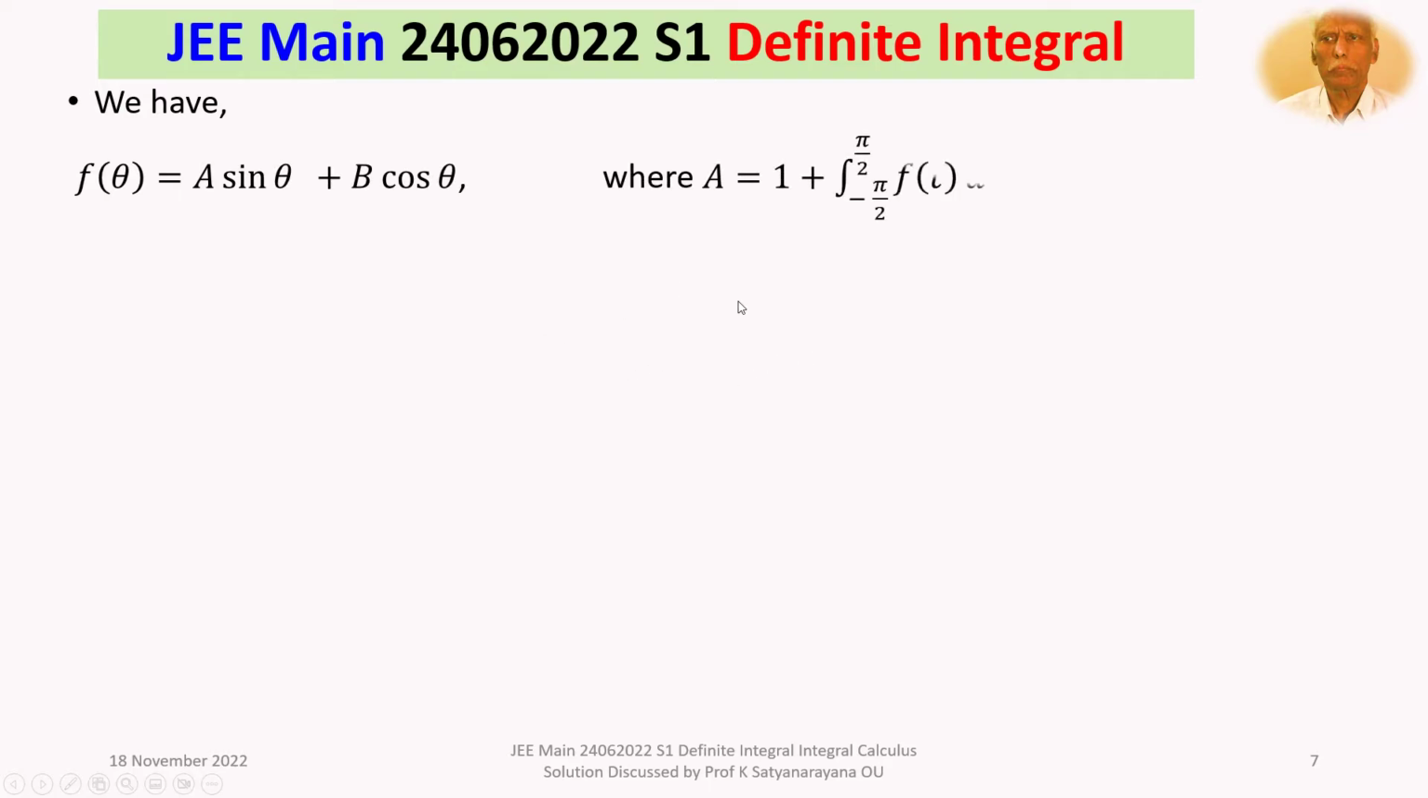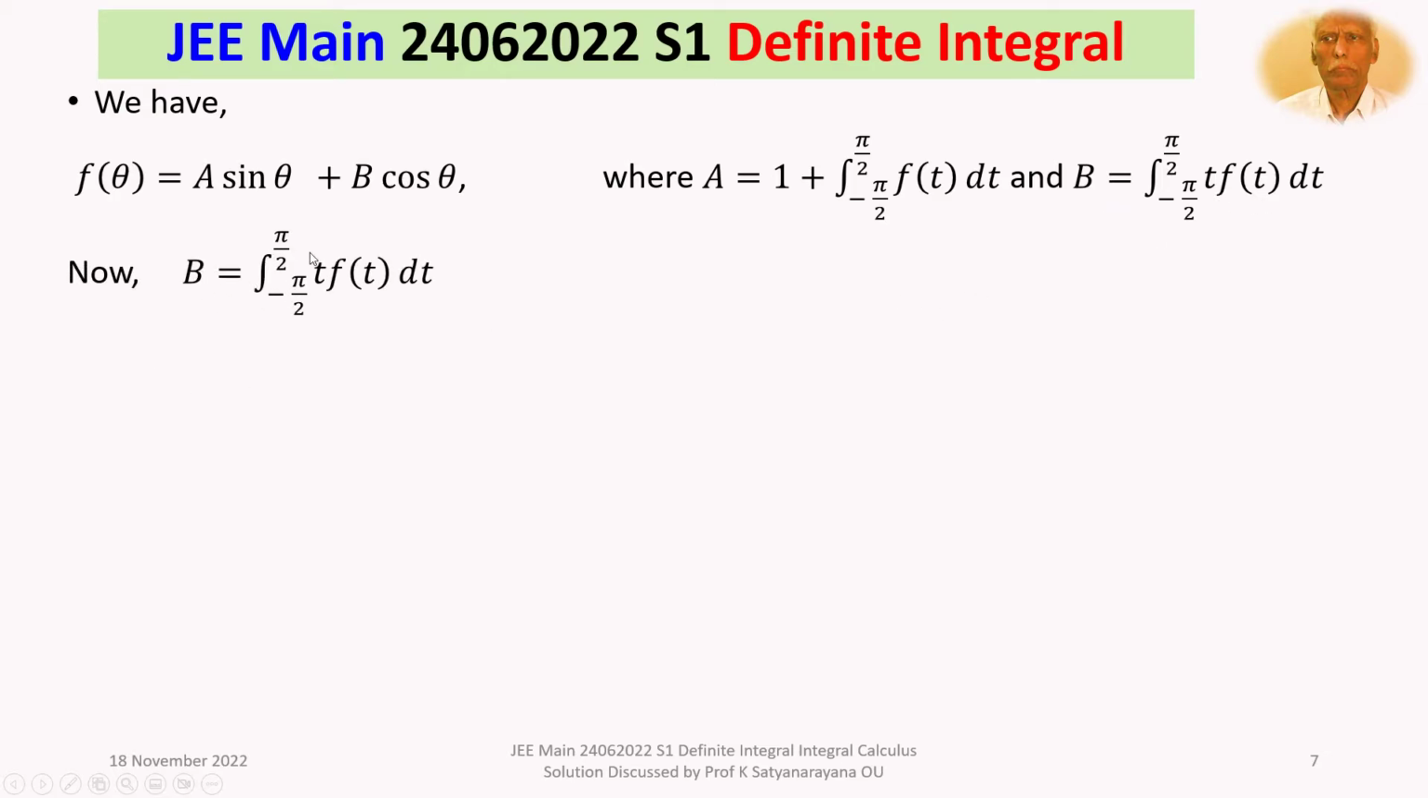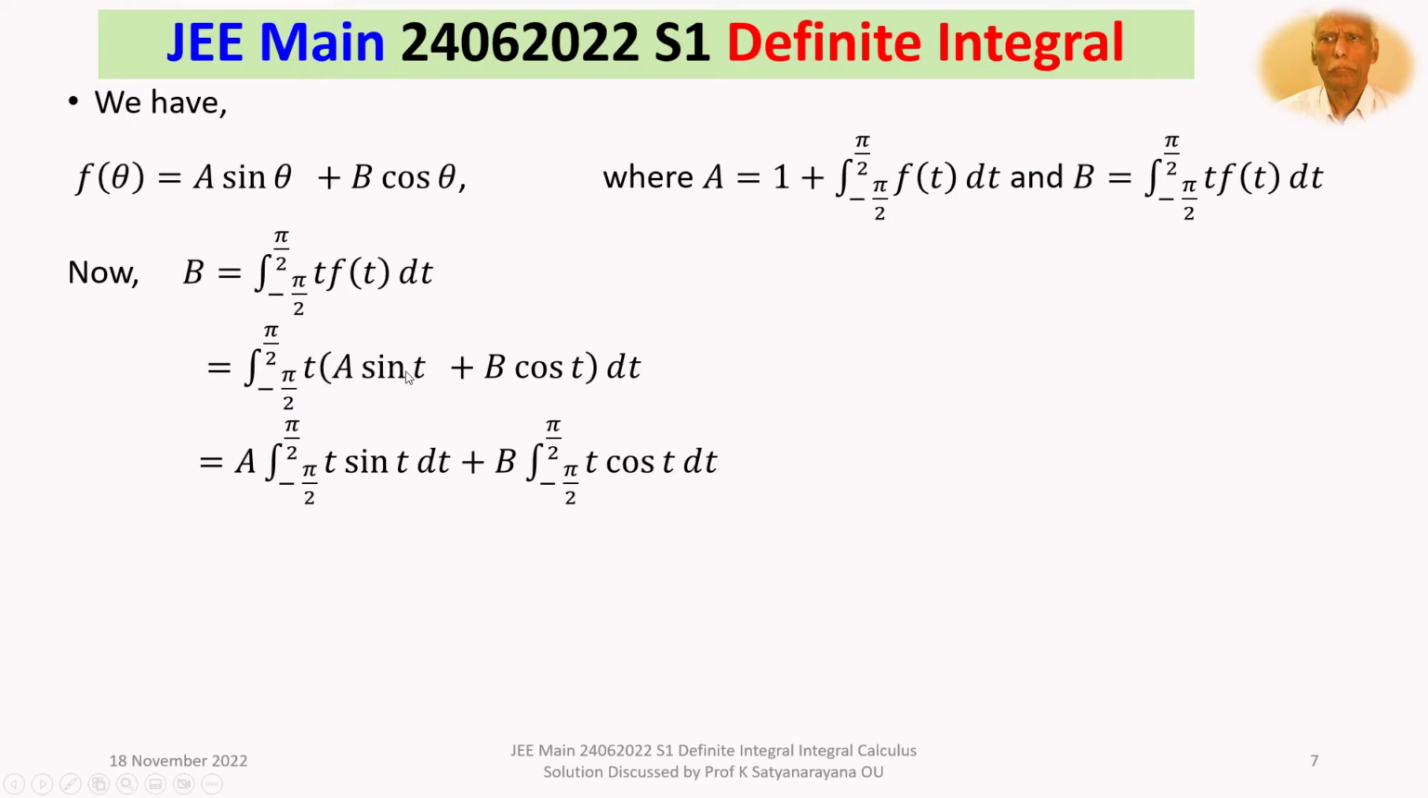So, f of theta is there, a we have already evaluated, and b is here. Now, b is equal to the integral from minus pi by 2 to plus pi by 2 of t times f of t. So, f of t is a sin t plus b cos t, substitute. So, that will be the integral from minus pi by 2 to plus pi by 2 of t into (a sin t plus b cos t) dt. Now, a is a constant, comes out: a times the integral from minus pi by 2 to plus pi by 2 of t sin t dt, plus b comes out, the integral from minus pi by 2 to plus pi by 2 of t cos t dt.